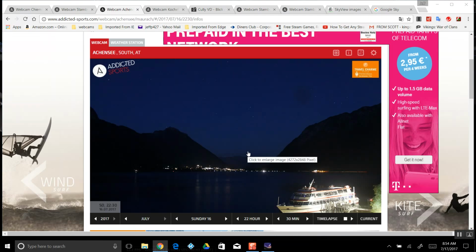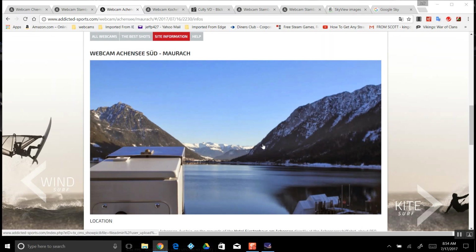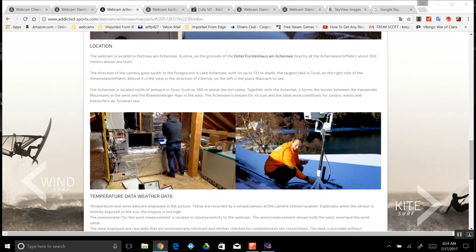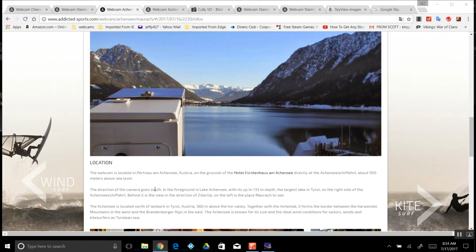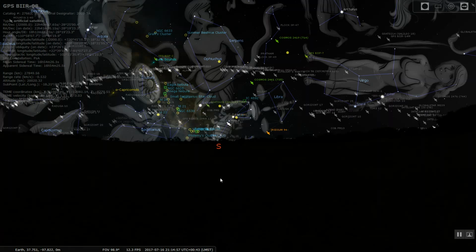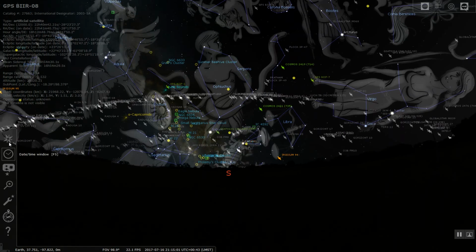So I'm going to go back to this as a reference point, because these are all south-facing cameras all over Europe. Here is the camera. Again, this faces the south. This is in Austria. It goes south. Now let's pull this up on Stellarium and see where we're at.